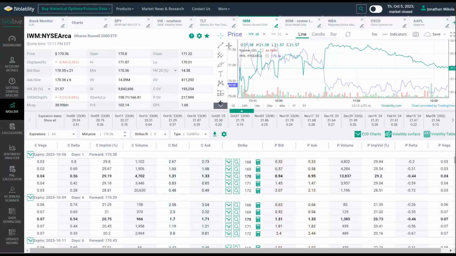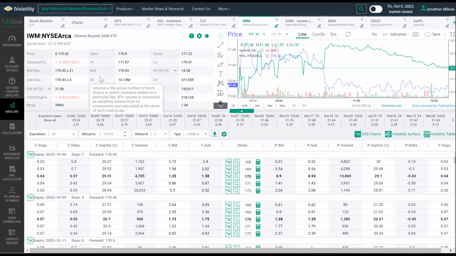What's been interesting about the Russell 2000 is that when you pull up a name within this view, within IVolLive, you'll get fundamentals here on the left. You'll get the chart over here on the right. This is where we spent most of our time last week. We looked at the chart, and we looked at the different technical indicators available within the chart. And then beneath that, here at the bottom, you have the options chain of whatever instrument you have, which in this case is the Russell 2000.